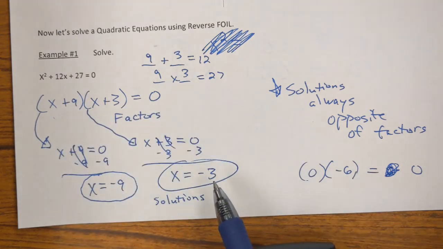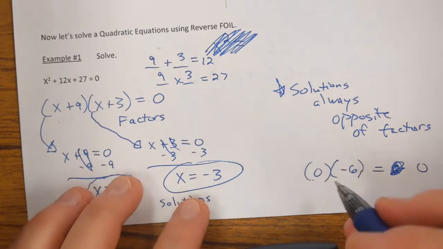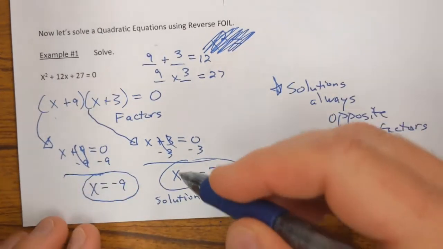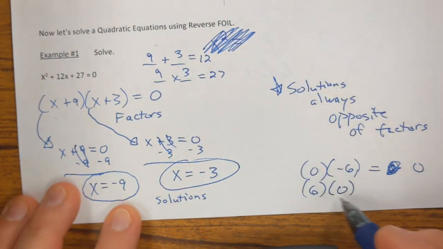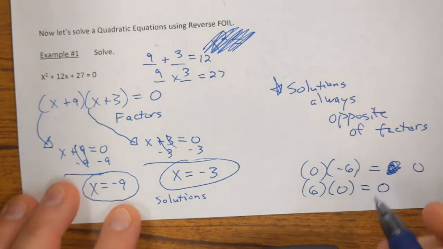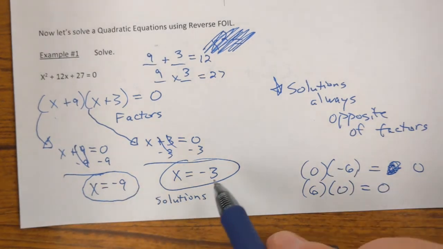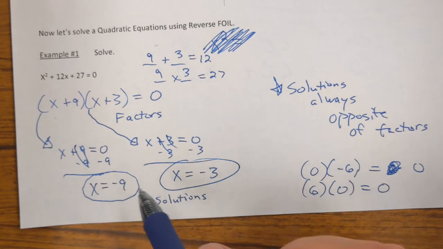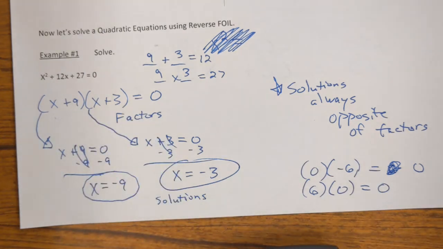But the same is true of -3. If you plug -3 into this factor and do -3 + 9 is positive 6, but then -3 + 3 is 0, well, 6 times 0, of course that's going to equal 0. Anything times 0 is equal to 0. And so that's why using these numbers that are the opposites of the factors will always give you an answer of 0.